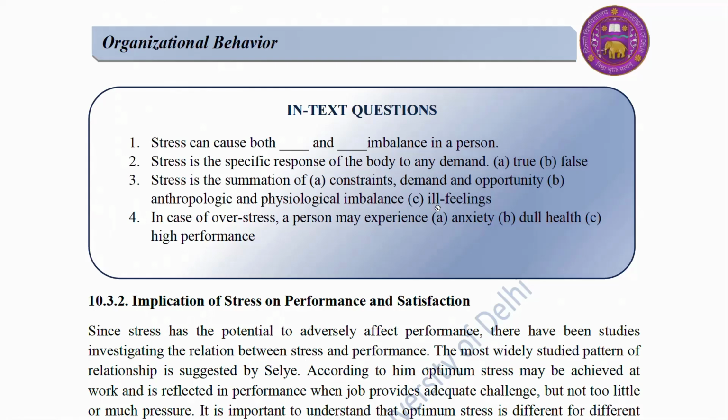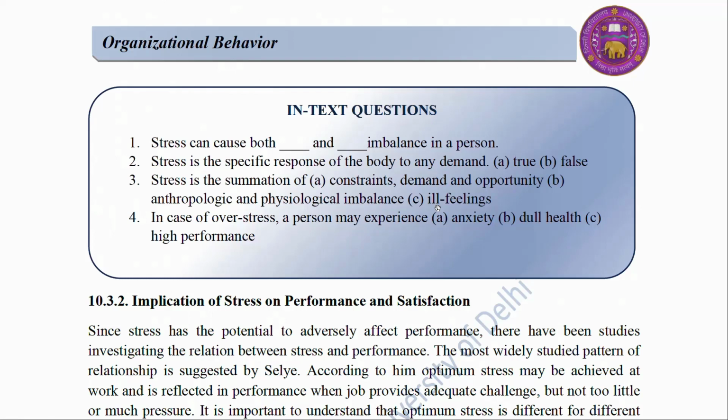In-text questions. First, stress can cause both ___ and ___ imbalance in a person. Second, stress is the specific response of the body to any demand. True or false? Third, stress is the summation of: A. Constraints, demand and opportunity, B. Anthropologic and physiological imbalance, C. Ill feelings. Fourth, in case of overstress, a person may experience: A. Anxiety, B. Dull health, C. High performance.